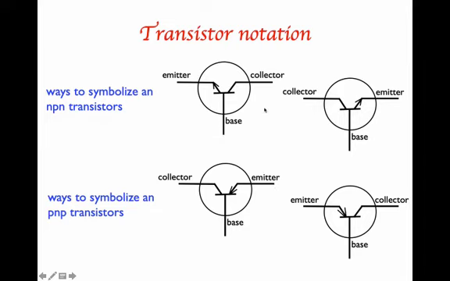And lastly, the arrow tells you the direction the current will flow through the transistor, if current is going to flow through the transistor. So here it's going to flow like so. Here it's going to flow like so.